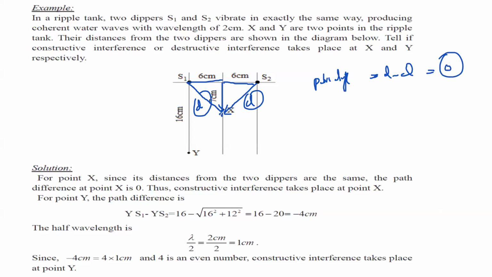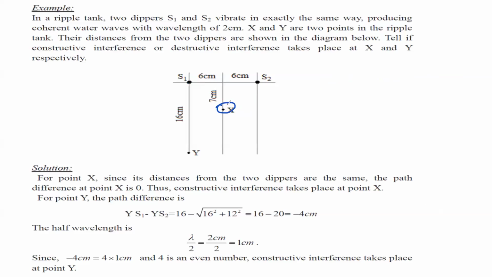If the path difference is 0, what kind of interference happens at x? Is it constructive or destructive? When the path difference is 0, what kind of interference? It will be a constructive interference. Because whenever the path difference is 0, or the phase difference is 0, constructive interference happens.